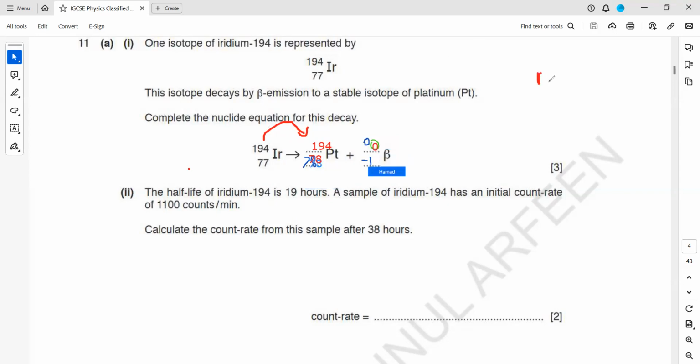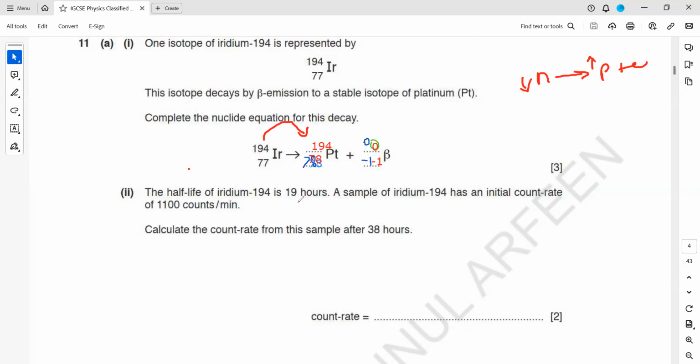Why does the proton number increase by 1? Because one of the neutrons breaks into a proton and an electron. Neutron number decreases by 1, proton number increases by 1, but the nucleon number does not change. So this will be 78 and this is the symbol for beta.